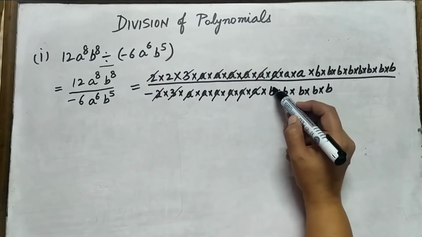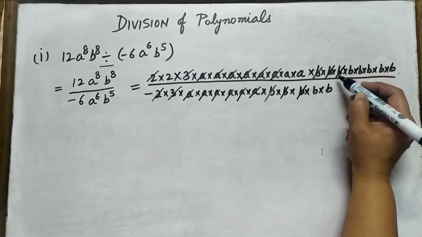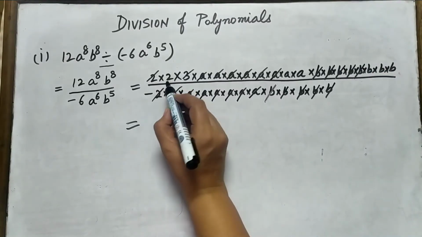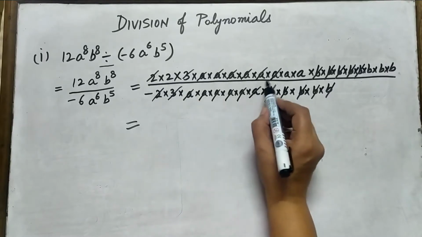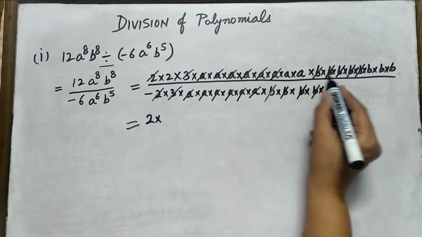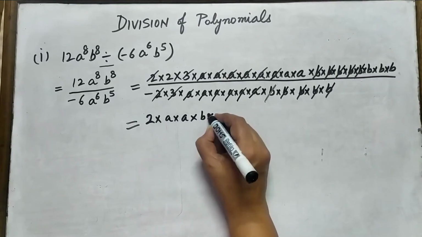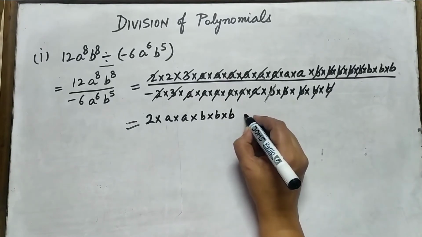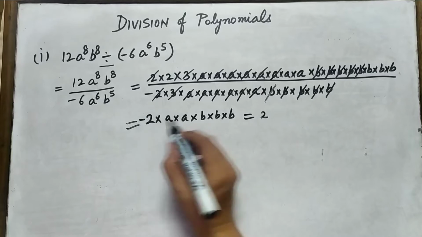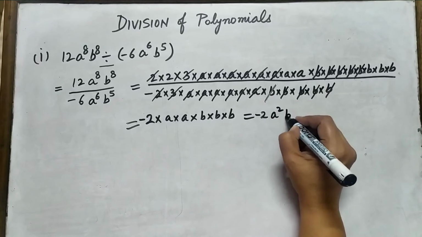Next comes the b's. We have 5 b's in the denominator. They get cancelled with the b's present in the numerator and we get 2 cross a a b b b, and after multiplication we get minus 2 a square b raised to power 3 after the division.